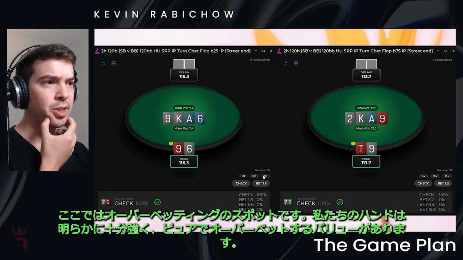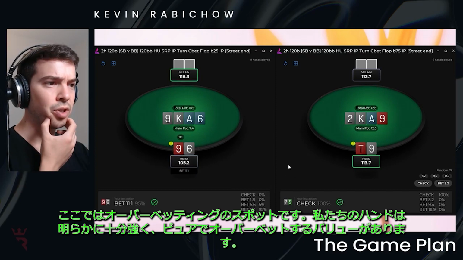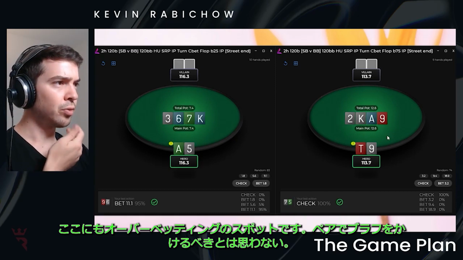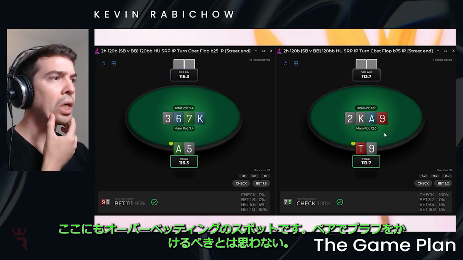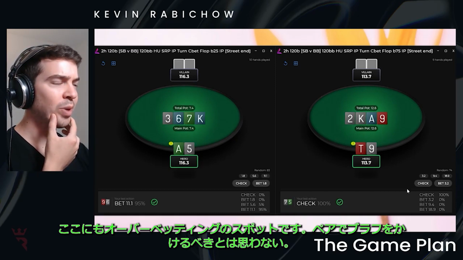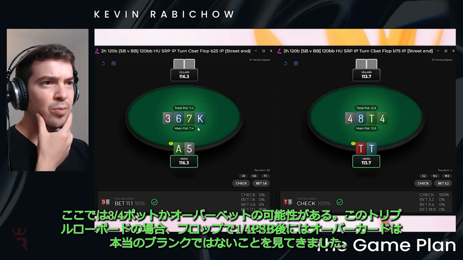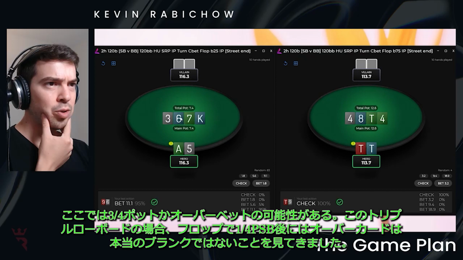Here we have an overbetting spot. Our hand is clearly strong enough for value, just pure overbet. Here we have another overbetting spot. I don't think we should be bluffing with pairs. Here we have maybe a 3/4 spot or maybe an overbet.